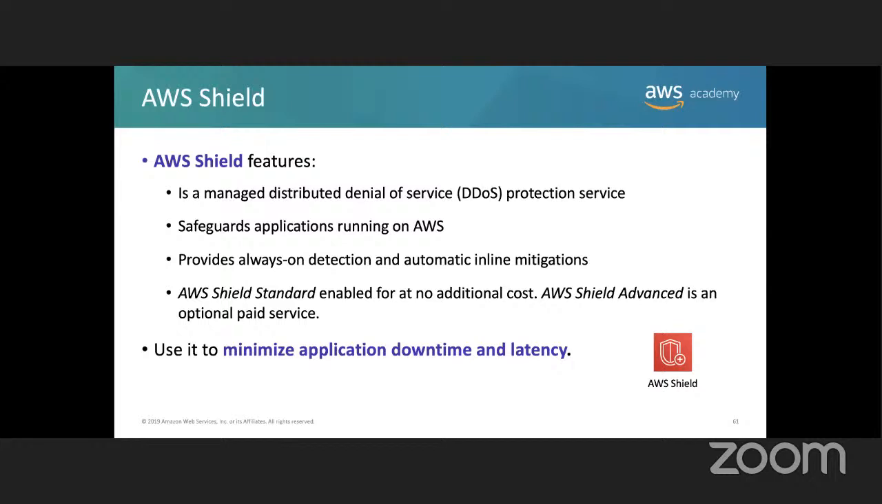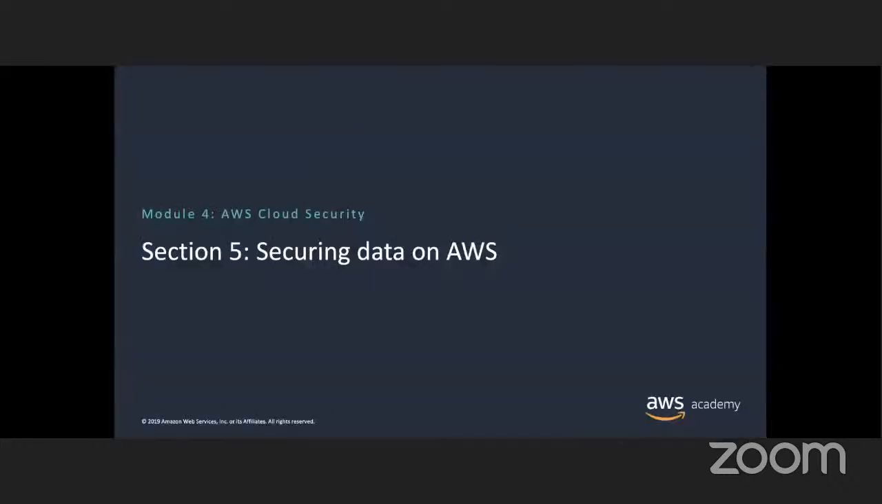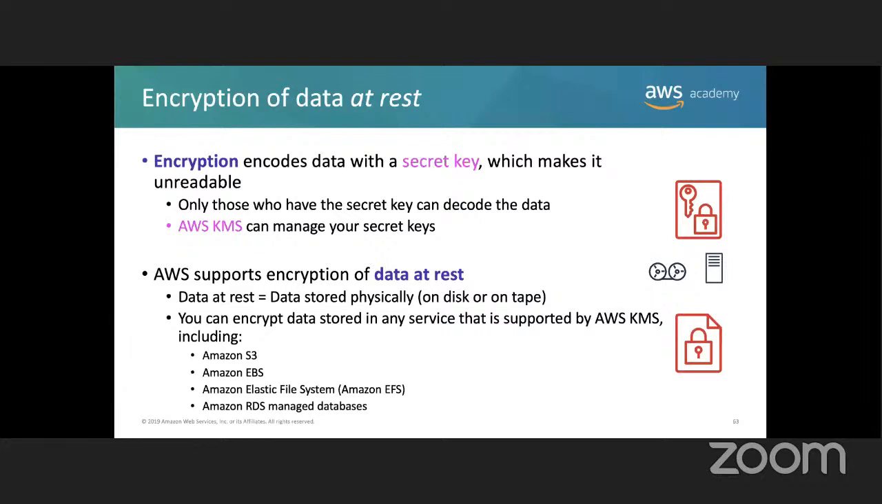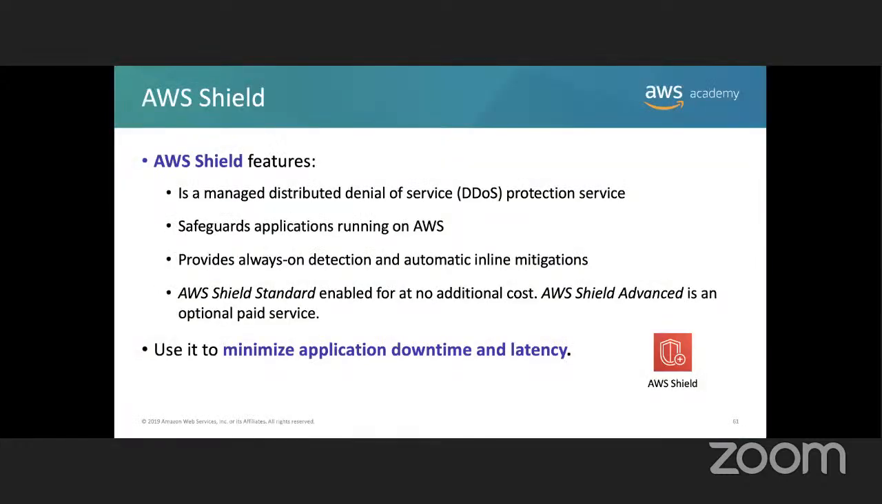AWS Shield is a managed distributed denial of service protection service. Like I said before, it's used for DDoS, distributed denial of service. It safeguards applications running on AWS and provides always-on detection and automatic inline mitigation. It has two tiers: the Standard, which is enabled for you at no cost, it's free, and then AWS Shield Advanced, which is an optional paid service. You don't have to have it.